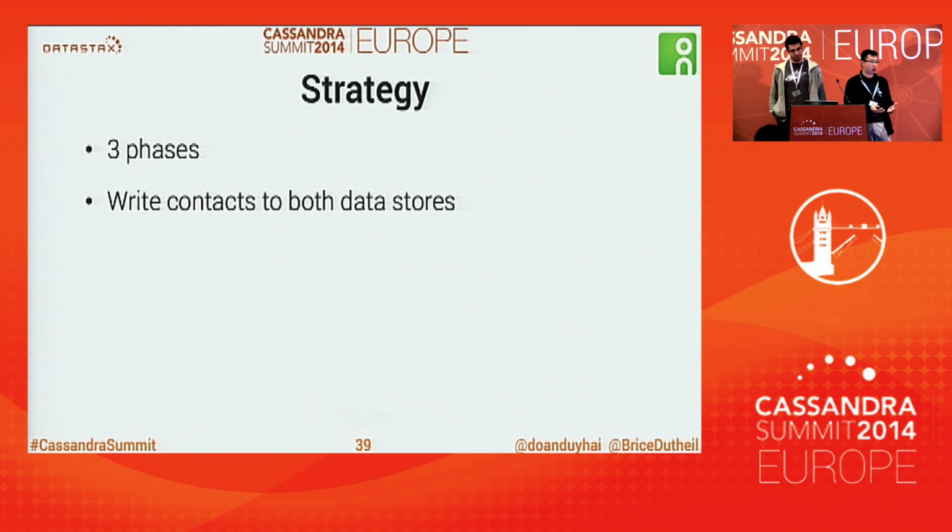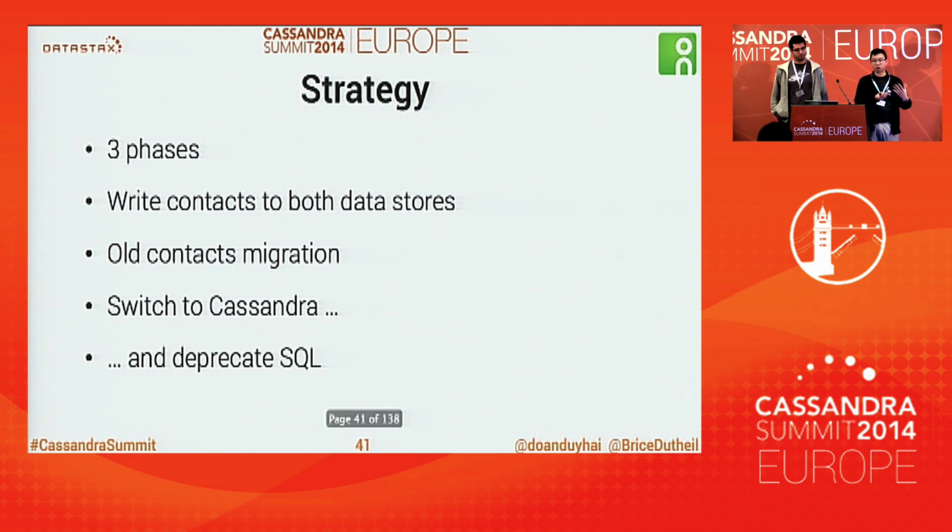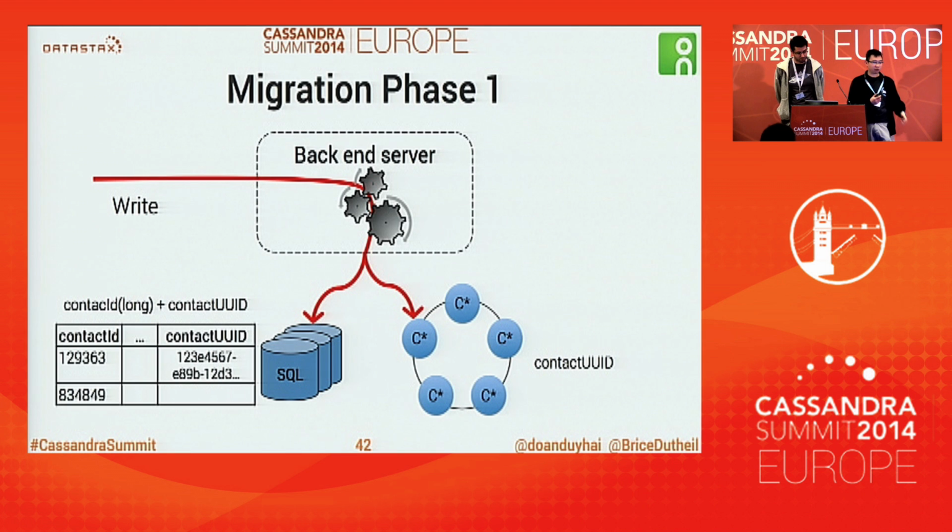In the first phase, we are just writing contacts to both data stores, Oracle and Cassandra. In the second phase, we are just migrating all contacts from Oracle to Cassandra. And of course, in the last phase, we are switching to Cassandra and deprecating the old SQL code. So let's see phase one in detail.